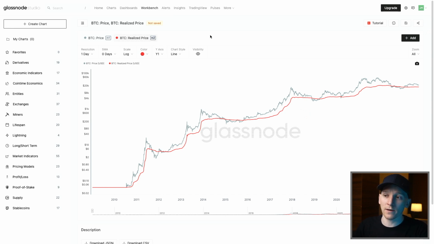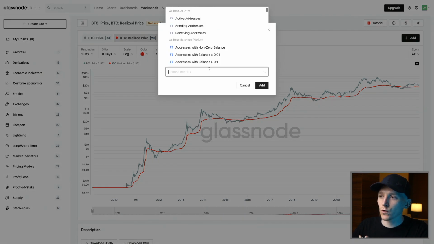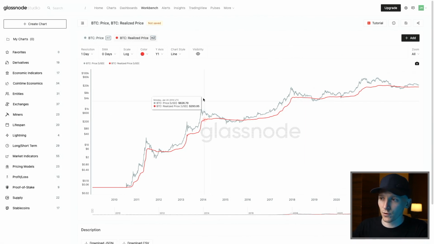Now what we can do is add different metrics onto the chart or just manipulate the ones we have already. So we have realized price, which is showing us good capitulation bottoms. Now what we want to do is look at a metric that is going to show us blow off tops, right? So we have bottom and top, and that's what we want to look at. Now you can go to add metric, and then you can search for some metric that's going to show you potentially blow off tops. There are a few out there, but what I'm going to do is show you how to manipulate a metric that you already have.